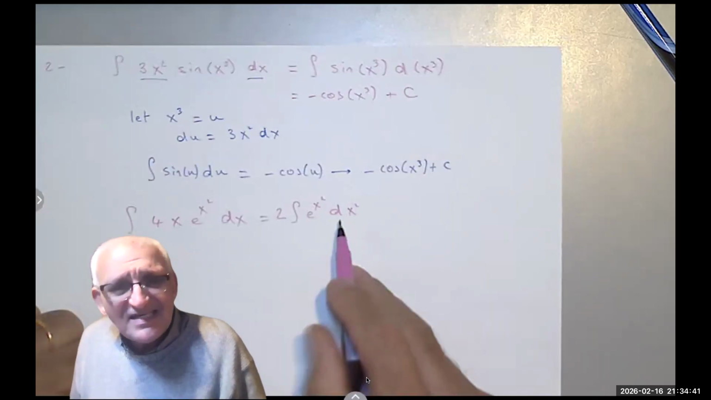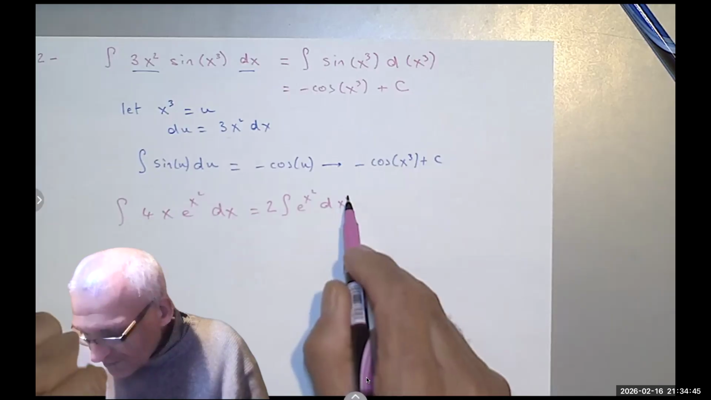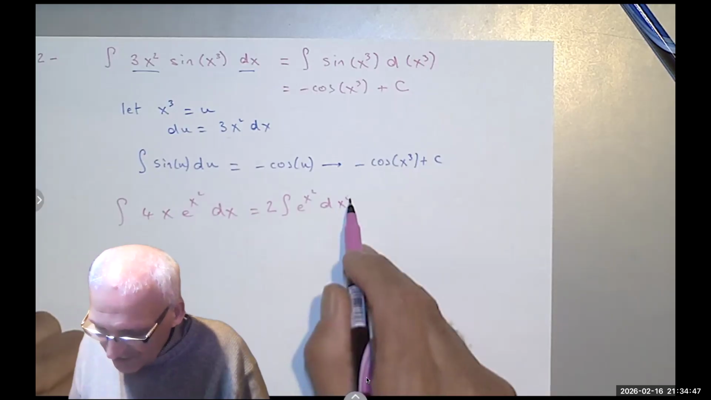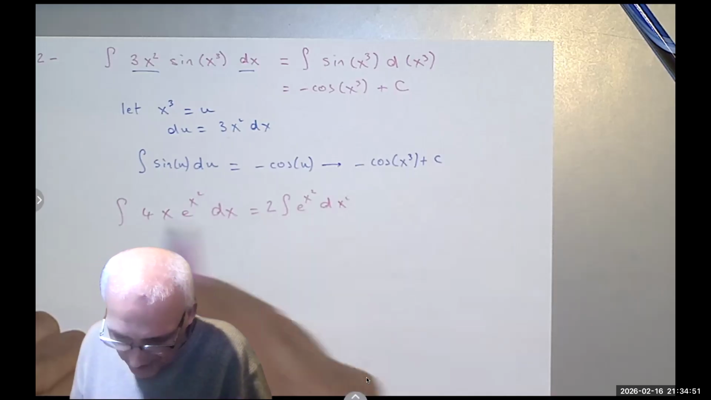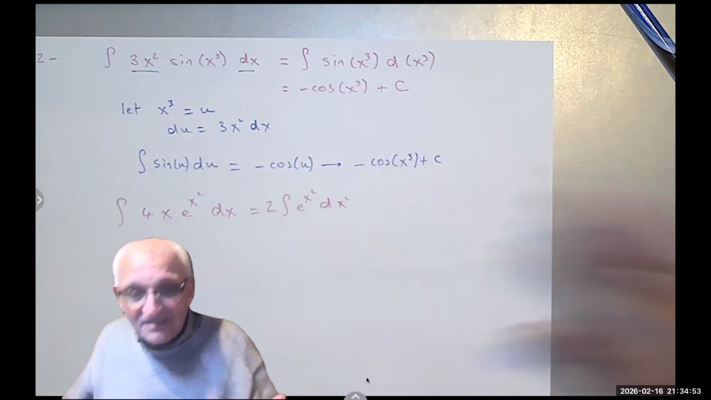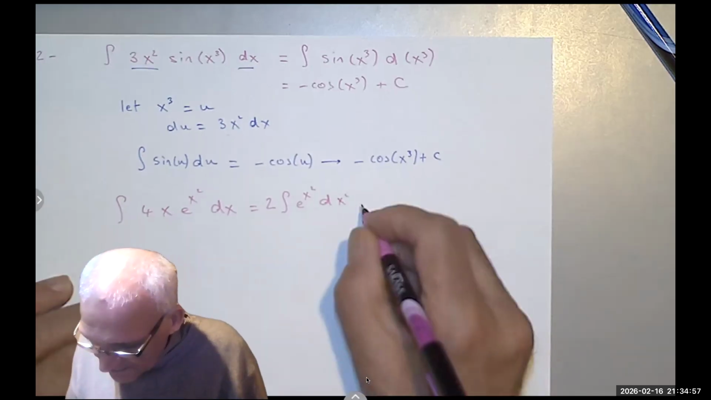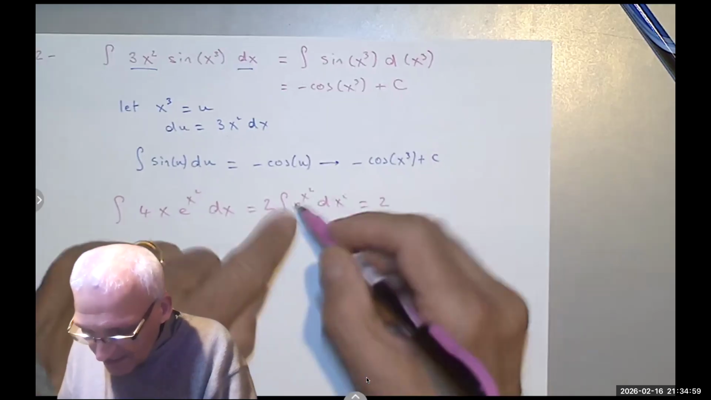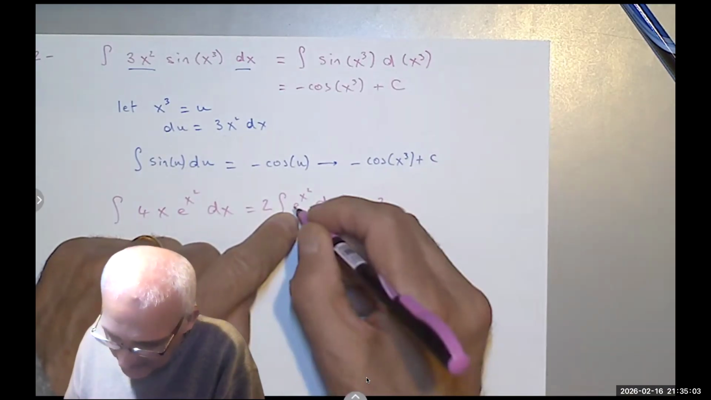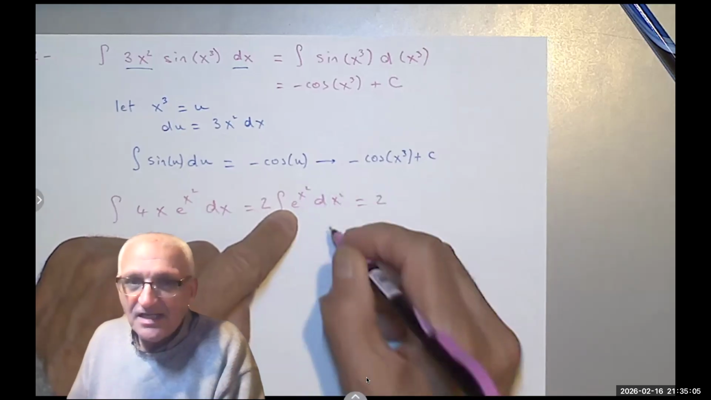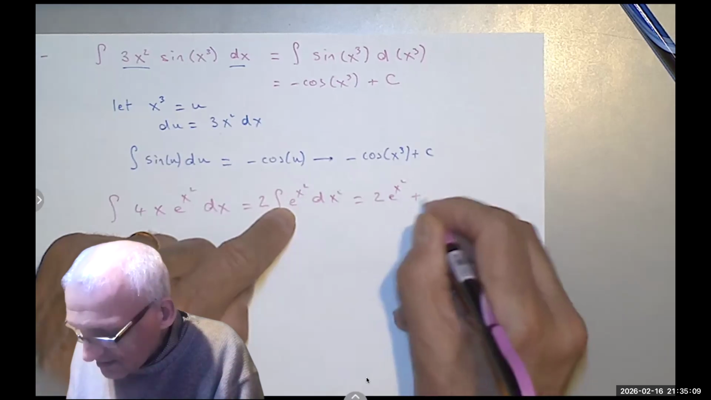You say, what is dx squared? Again, take the derivative of x squared with respect to x. What do you get? You get 2x dx. Multiplied by 2, it becomes 4x dx. So I didn't really change anything. But now, the integral of e to the x dx is e to the x. So the integral of e to the x squared dx squared is e to the x squared plus a constant.